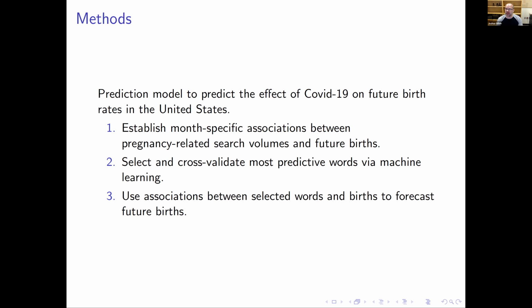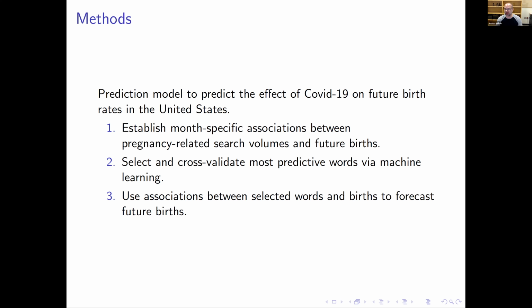Once we found these associations, we realized that just because two variables are associated doesn't mean that they're causally linked or that they're even predictive. So we use some more technical methods like machine learning to select out the most predictive of all the words that we tested. And once we know the most predictive words from this machine learning method, the final step is to use the associations for the most predictive words to actually predict births in the future.